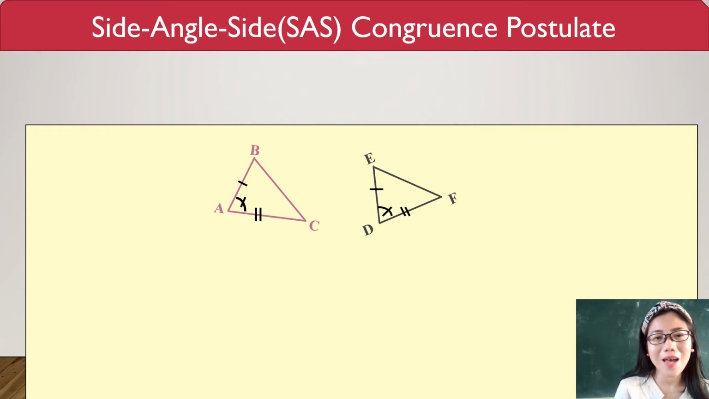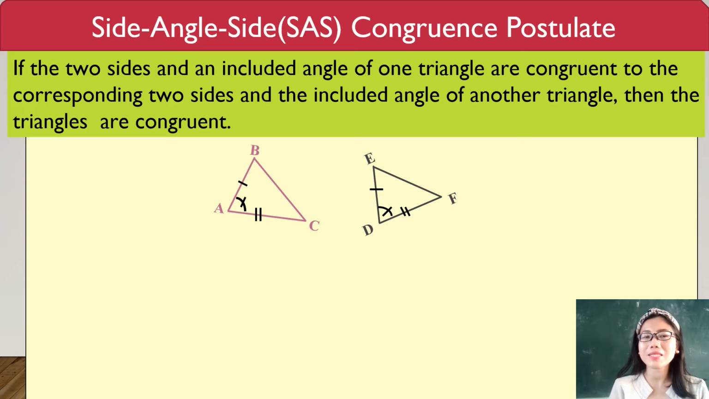The next one is side, angle, side, or the SAS Congruence Postulate. It says here, if two sides and an included angle of one triangle are congruent to the corresponding two sides and the included angle of another triangle, then the triangles are congruent. But what do you mean by included angle? An included angle is an angle formed by two adjacent sides.